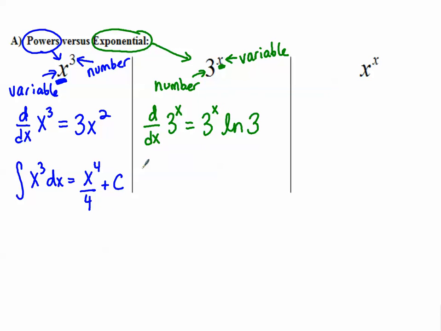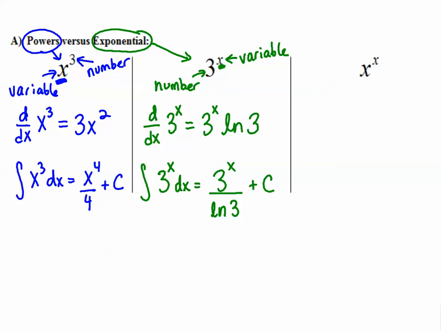Anyway, side note. If we're doing the integral of 3 to the x with respect to x, that's just the opposite of what we did. 3 to the x divided by the natural log of 3, which is the base. Of course, plus c. So please be careful that you take the time to notice the difference: when the variable is in the base, it's a power, versus when the variable is in the exponent, it's exponential.